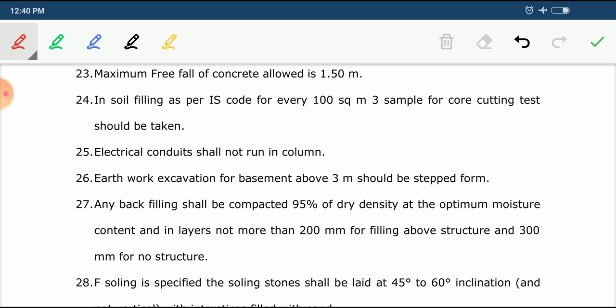Earthwork excavation for basement above 3 meters should be stepped. Next, any backfilling shall be compacted to 90% of dry density at the optimum moisture content and in layers not more than 200 mm for filling above the structure and 300 mm for no structure.